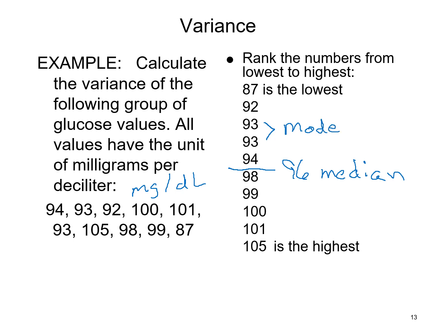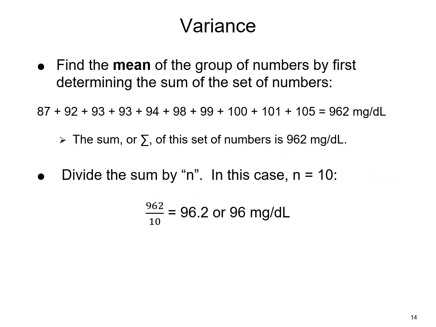And of course we want to determine our mean. So to determine our mean, we're going to add these up, divide by 10. So now what we need to do is determine the mean of this set of values. And so we need to get the sum of all of those numbers, which gives us 962 milligrams per deciliter for these glucose values. And then we divide that by 10, which gives us 96.2.